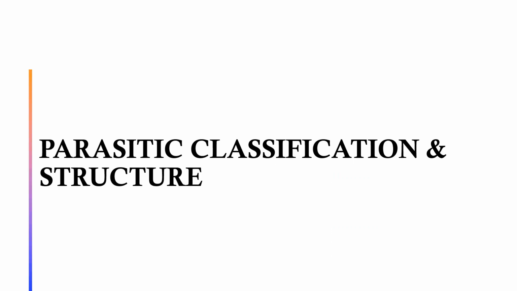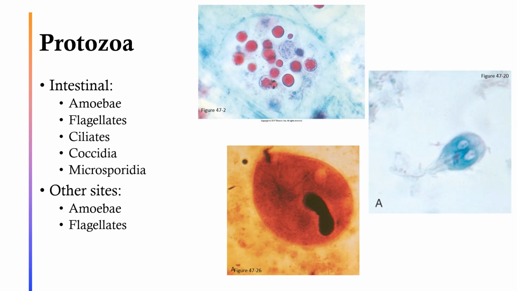So let's dive into how we classify various parasites based on their structures. So the first is going to be the protozoa. Now the protozoa are oftentimes extremely small and probably the most frustrating out of all of the parasites just because of their size and all of their different structures.